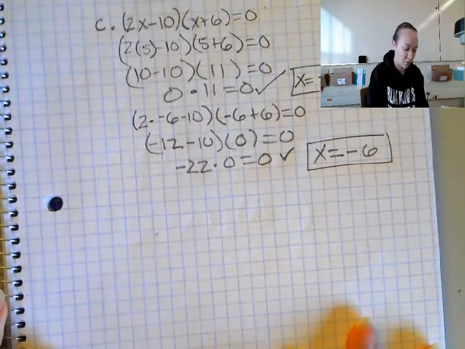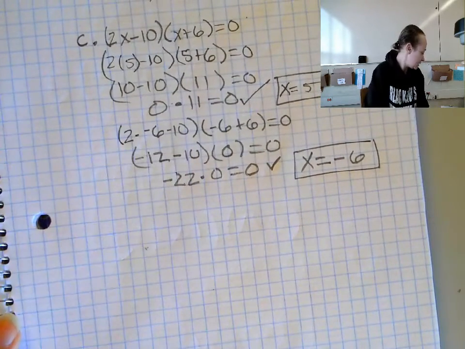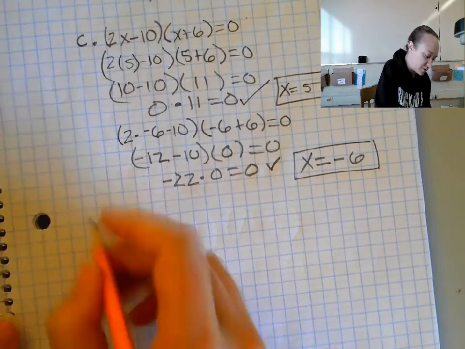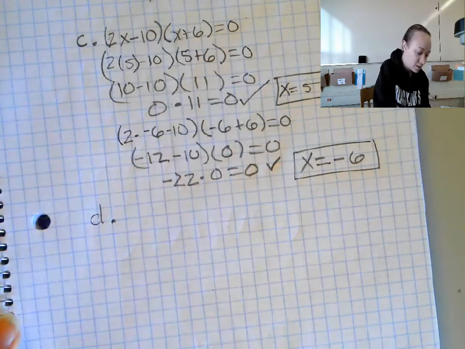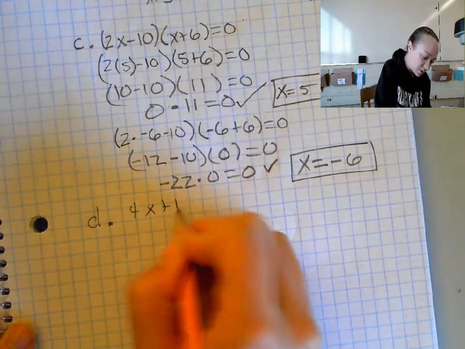Let's do it again for 34, or for D, E, and F. So when you solve D, 4x plus 1 equals 0.